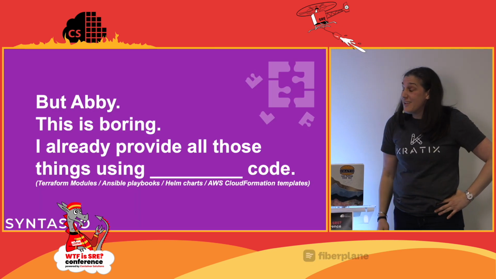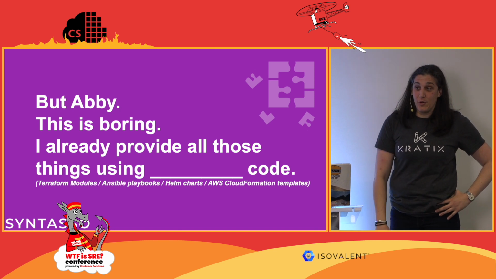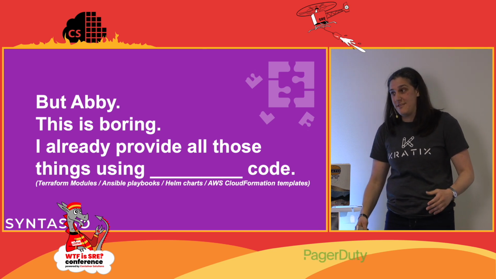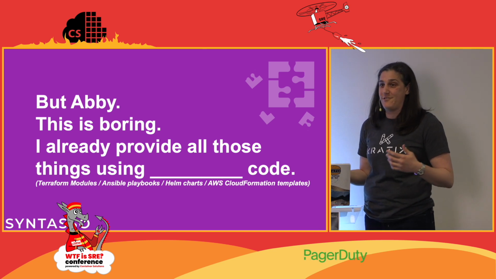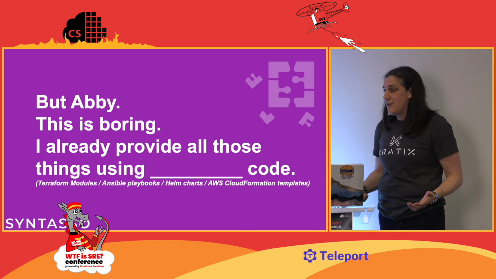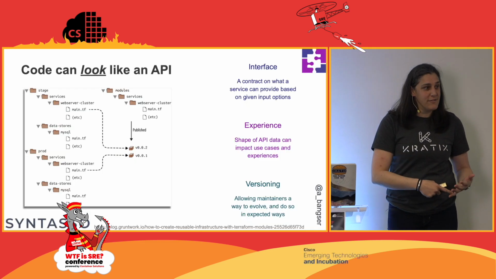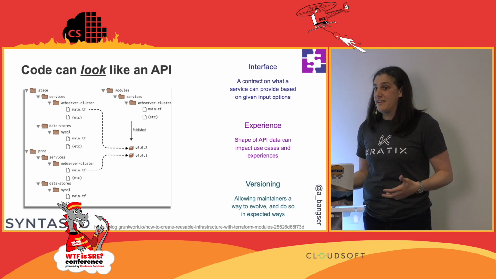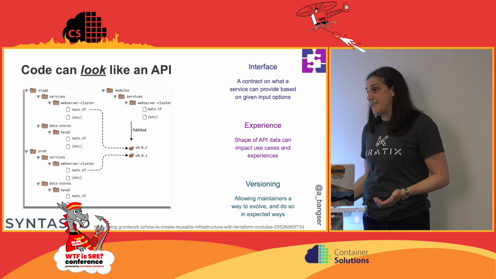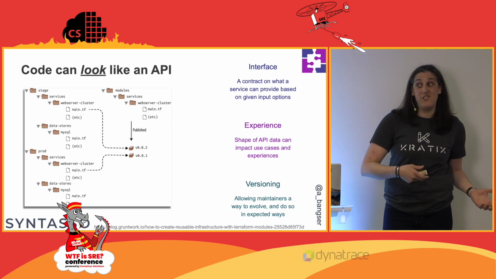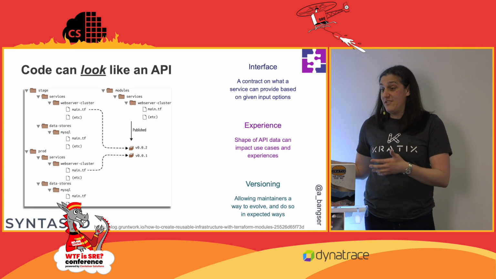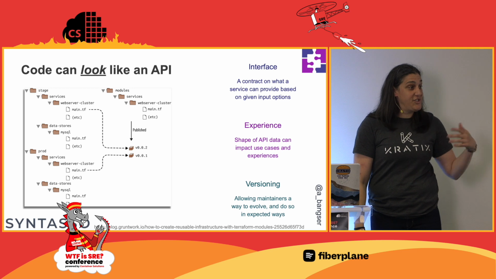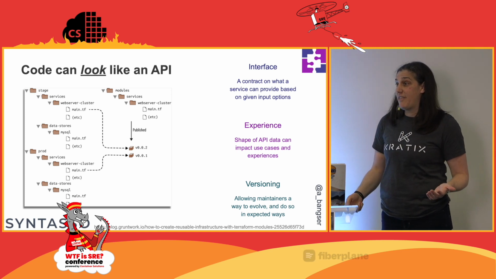So you might be saying, still, but Abby, this is boring. I already do this. I do this with code. That code might be Terraform modules, Ansible playbooks, Helm charts, CloudFormation templates, whatever it might be. Because you have an interface. Terraform modules, what you expose in a Terraform module is an interface. They design the experience of somebody using that template. They design what they can change, what they can alter. And as you can see in this image from a Gruntworks blog, you can version it. So people can choose to take on the changes as they need to from that code.